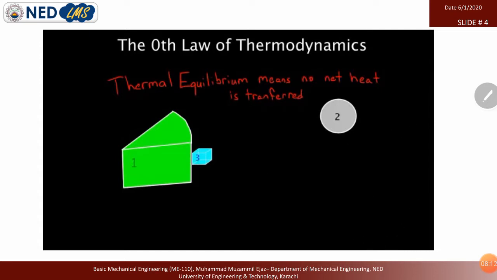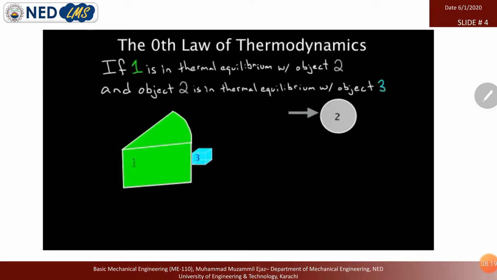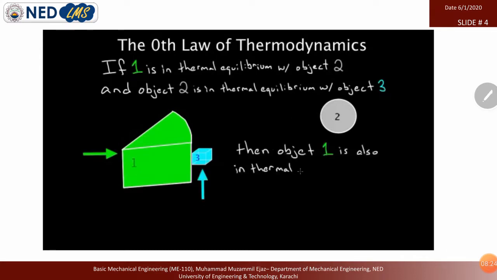So the zeroth law says that if object 1 is in thermal equilibrium with object 2, and object 2 is in thermal equilibrium with object 3, then object 1 is also in thermal equilibrium with object 3. This is the zeroth law of thermodynamics, and you can see some of you out there are probably thinking, well, duh, how could it ever not be like that? If 1 is in equilibrium with 2 and 2 is in equilibrium with 3, then 1 has to be in equilibrium with 3. Well, yeah, I mean, it is like that.